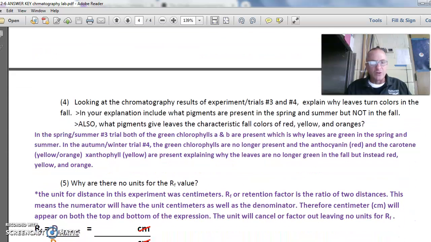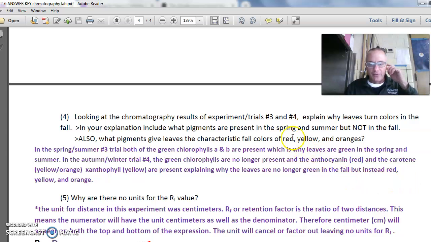We take a look at our next question. Looking at the results of trials 3 and 4, why do leaves turn colors in the fall?